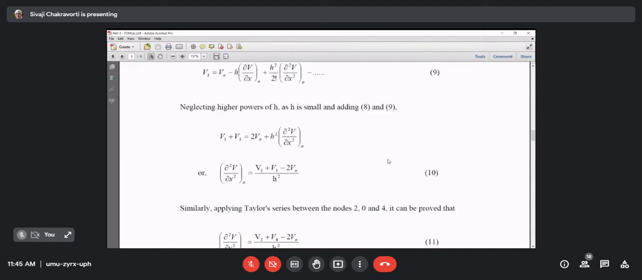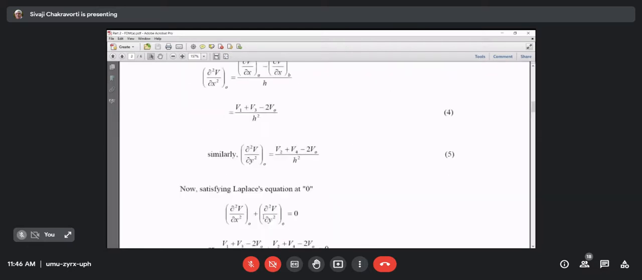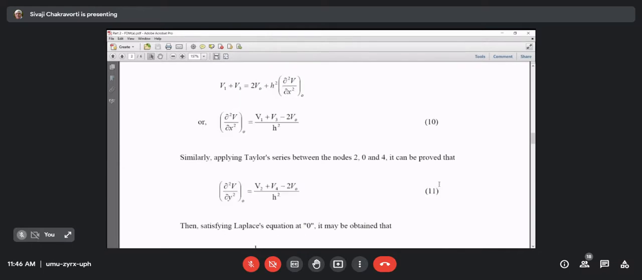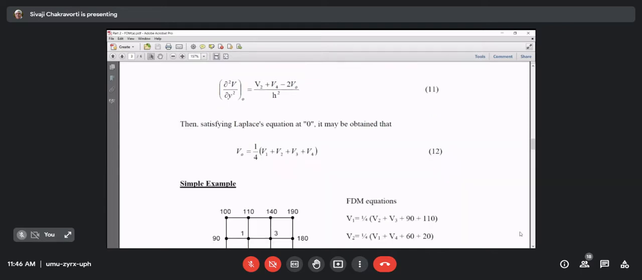And that's exactly what we have done. We have eliminated, and I get equation 10, which is del 2 v del x square. And that is same as the previous one. That has that mean value theorem. This one, that equation 4. That has to be, otherwise there will be a lot of other issues. Same way, del 2 v del y square at node 0, equation 11. Put it in the Laplace's equation, and therefore again I get the expression for V0.